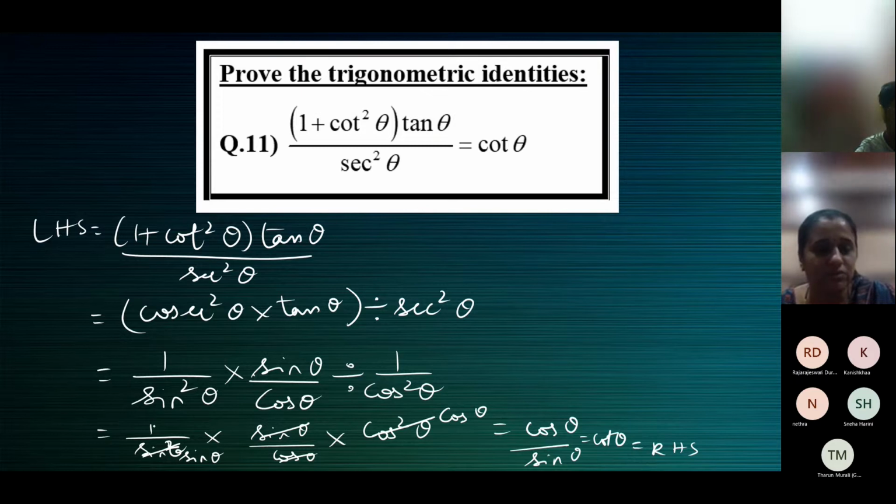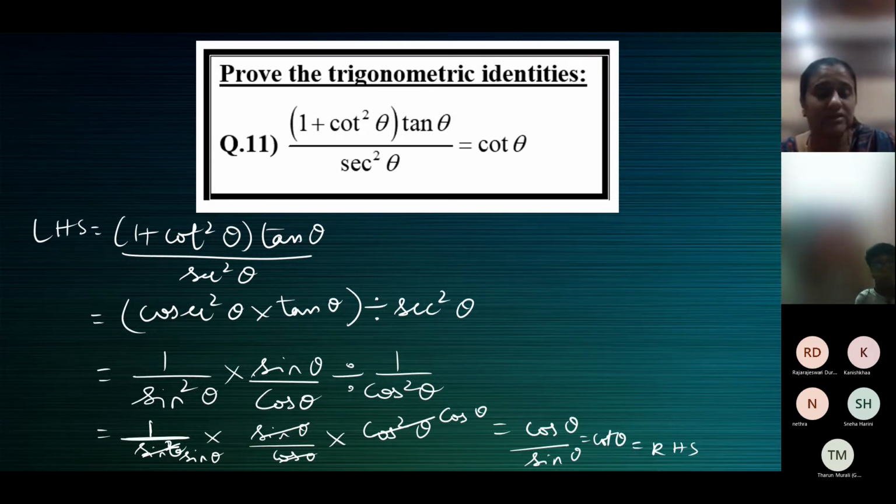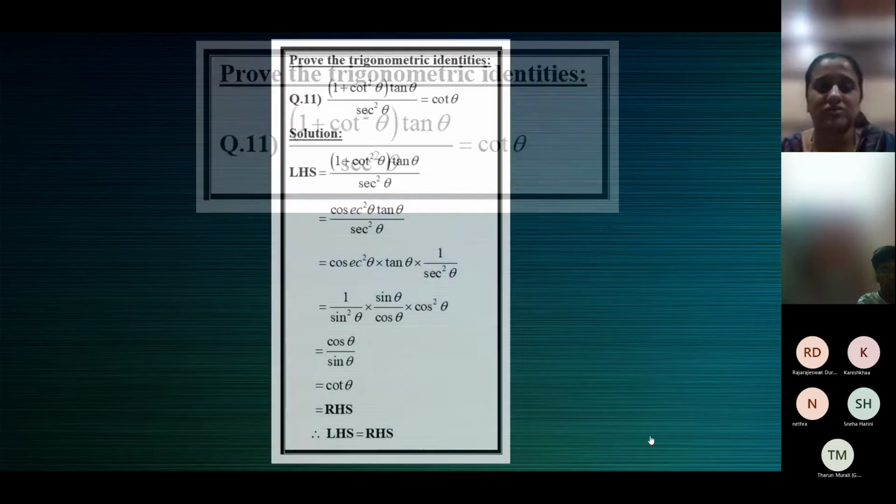See here, this step is 1 by sine square theta, children, into sine theta by cos theta into cos square theta. Division becomes multiplication, 1 by cos square theta becomes cos square theta, the reciprocal. Then you cancel the sine theta and the sine square theta, so one sine theta is left. Cos square theta and cos theta, so one cos theta is left. In the numerator there is only cos theta, in the denominator only sine theta. So cos theta by sine theta, which is cot theta, which is the RHS. Okay. Next one.